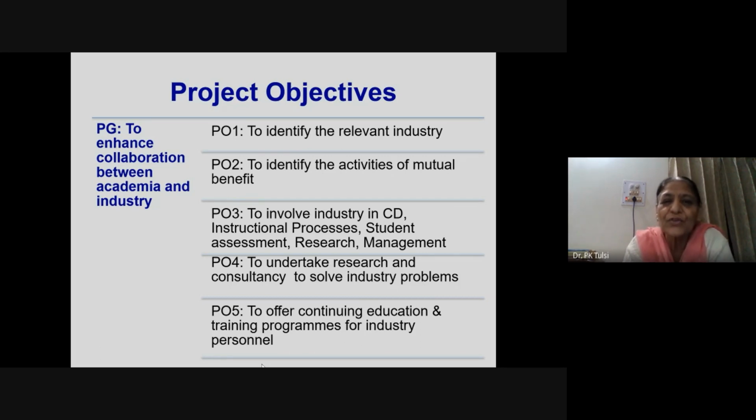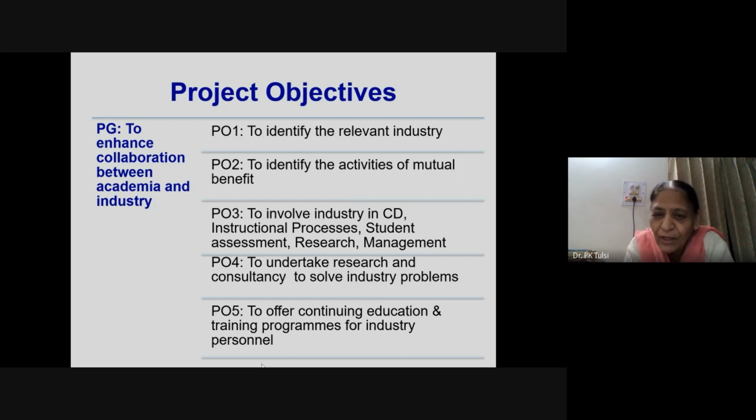Now this needs to be translated into the project objectives. So I've just generated 5 objectives here. First thing one has to do is to identify the relevant industry. So which are the programs being offered by the institution? Which are the industries which are relevant to the programs being offered by the institution?